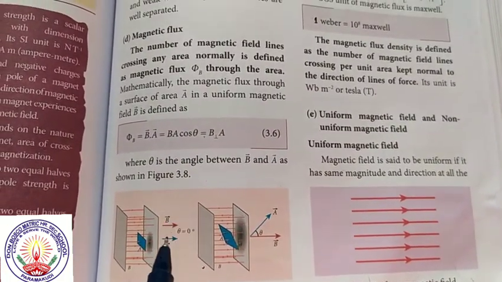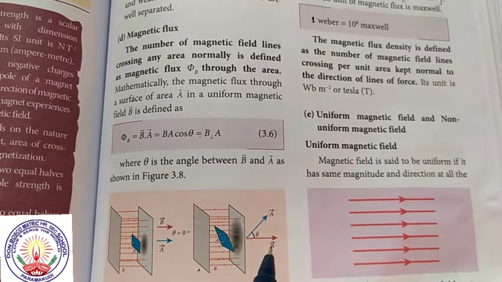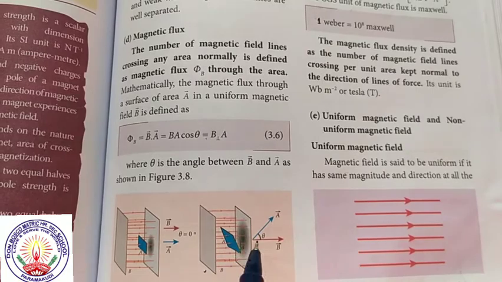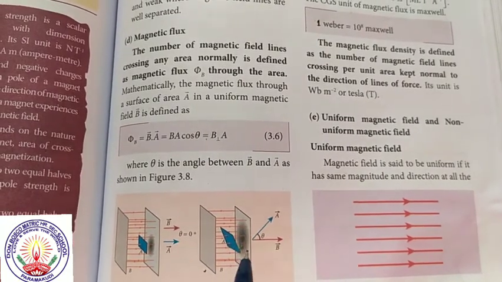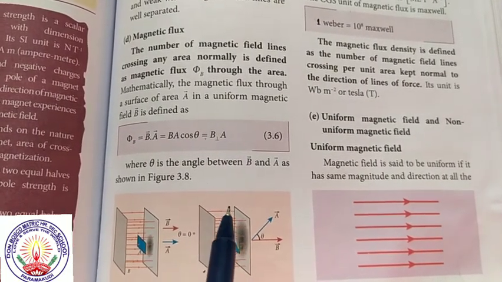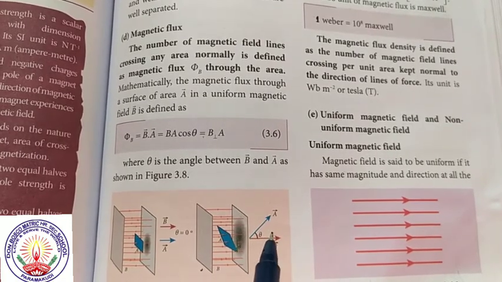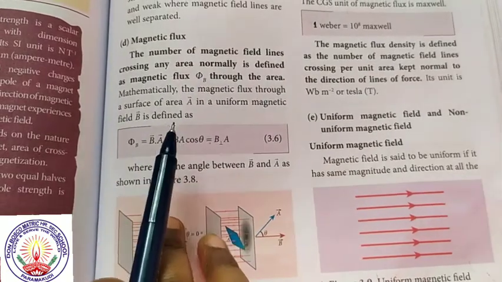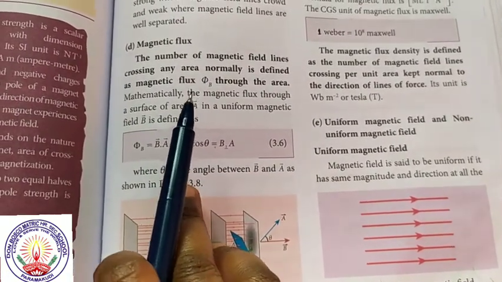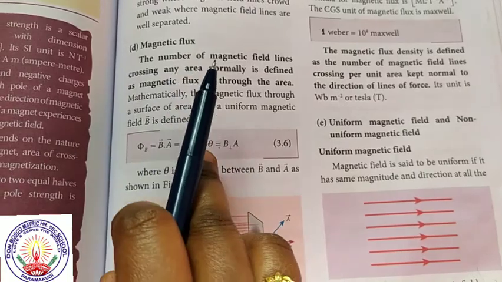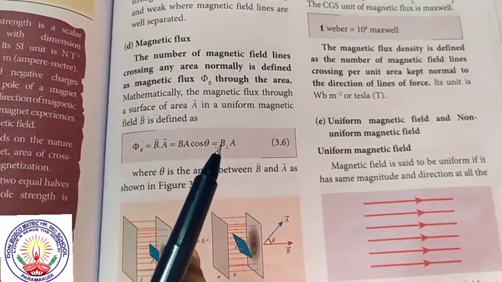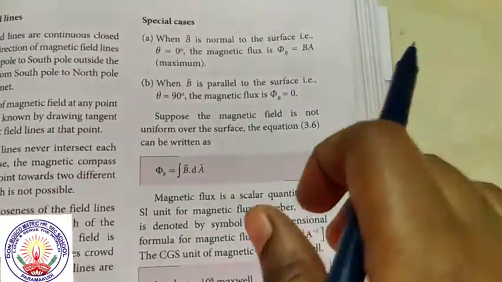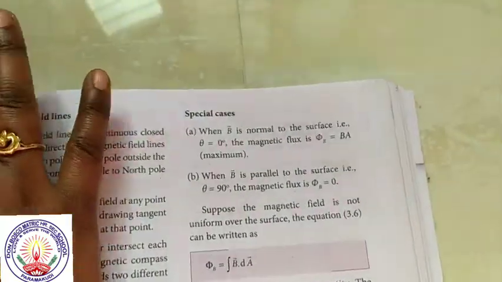So this is the magnetic flux. How to calculate it? This is the rectangular area, and the magnetic field lines are crossing this area. We have to find the angle between the magnetic field and the area, so we have to calculate the angle. This is an important 2-mark question. Define magnetic flux means you have to write this definition and this formula. Is it clear? Yes.